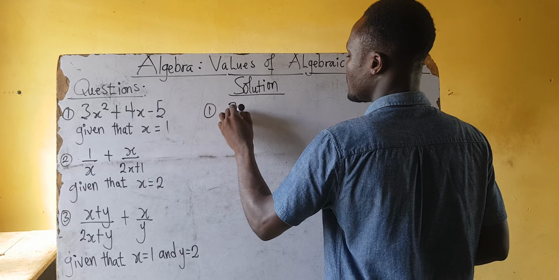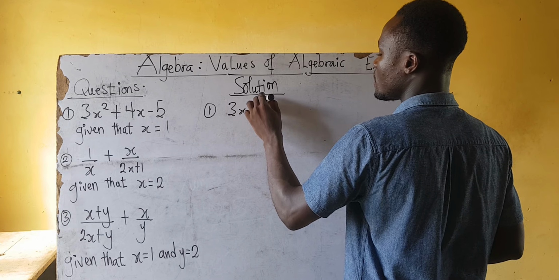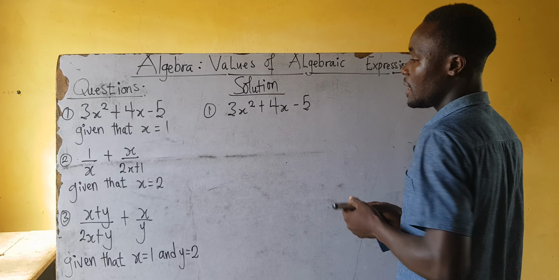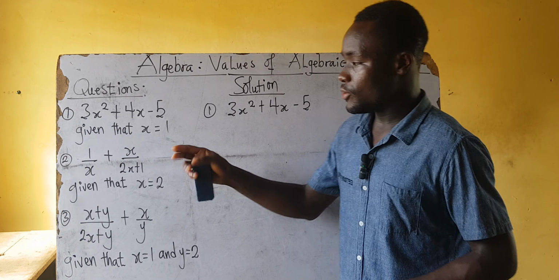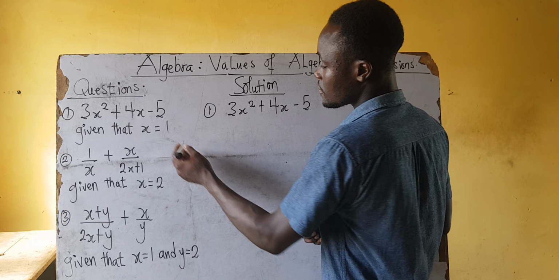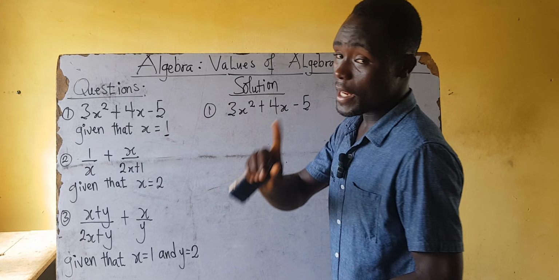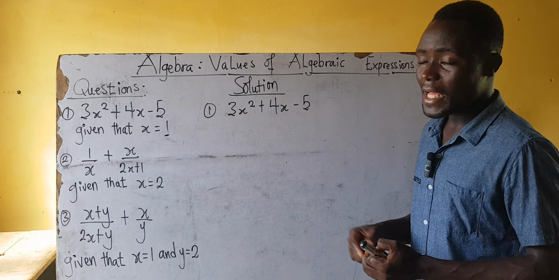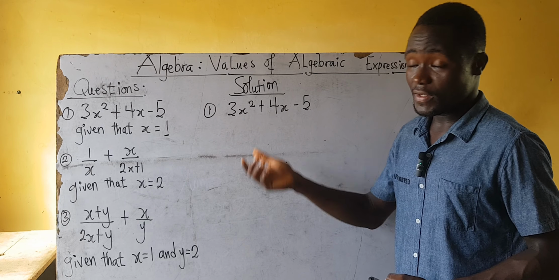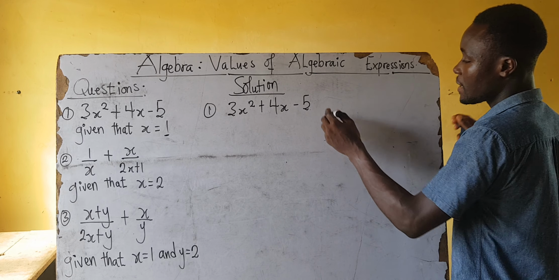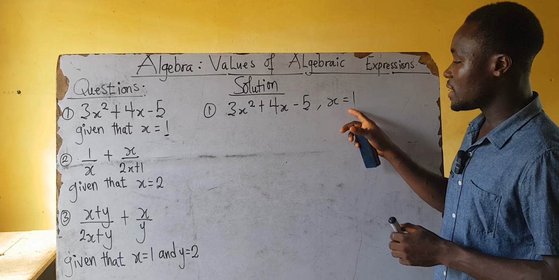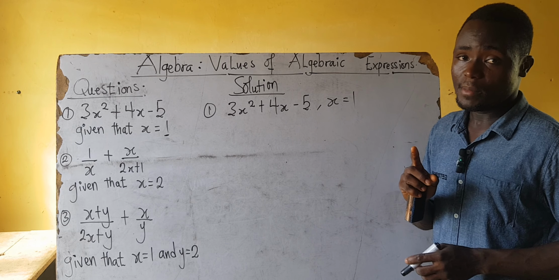Question number one, I have the expression 3x squared plus 4x minus 5. Remember, the instruction says that we should find the value of this expression with a given value of x to be 1. I cannot find the value of this without the value of the variable given. So here it says that when x is equal to 1, it means that wherever I see x, I'm going to substitute 1 over there. Are you with me?